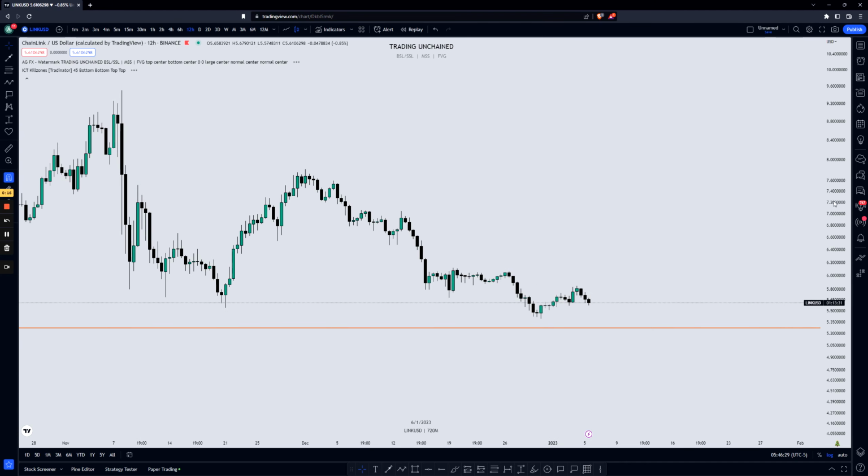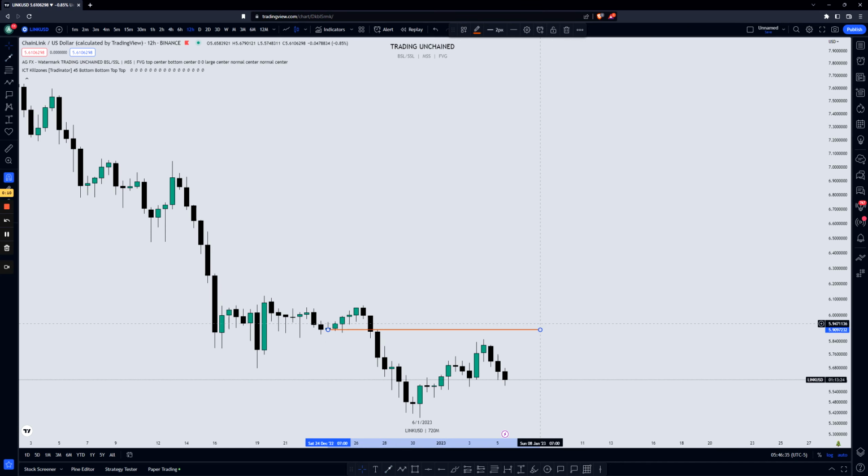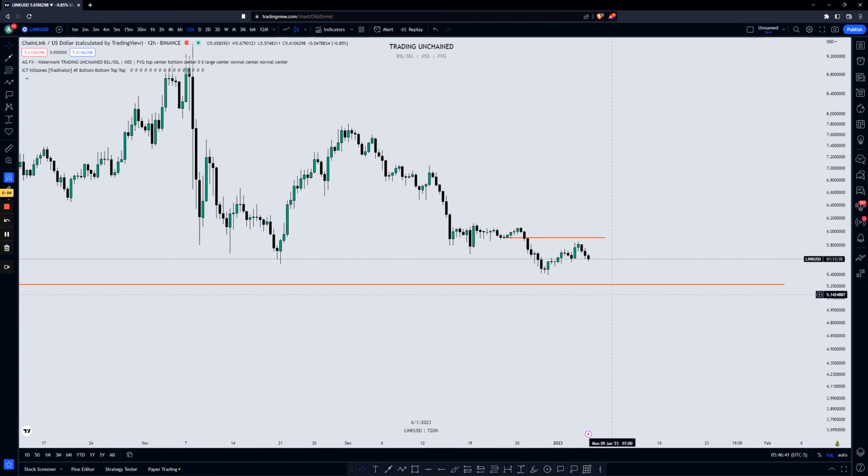Smaller time frames, 12 hours. We have this order block here. It is an order block. So we can see it pushing down and then here. But for now, I keep my idea of wanting to see the price lower.